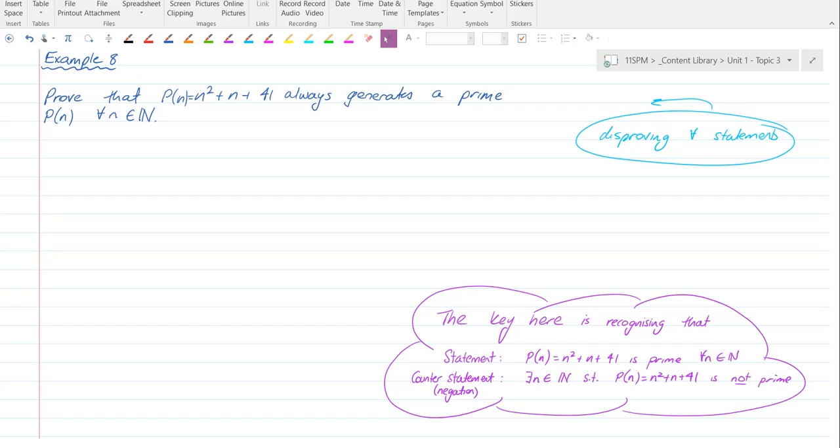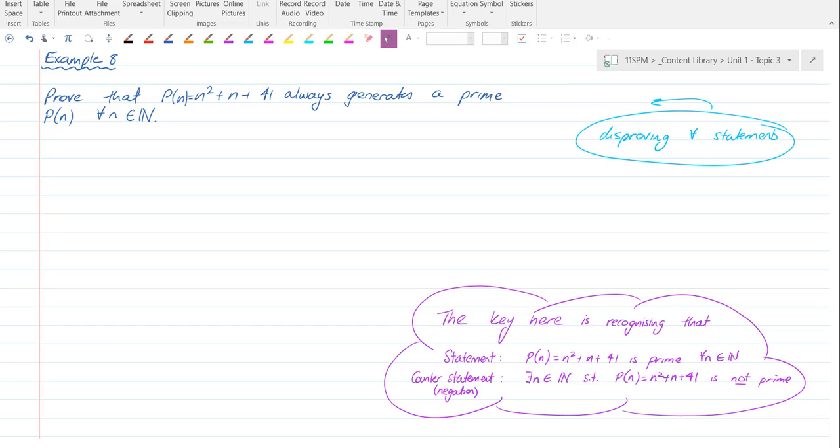In fact, this is our disproving for all statement. This is a for all statement, and therefore all we have to do is show that there is one n which doesn't give us a prime. Can anybody tell me what a value of n which doesn't give us a prime for this function is? 1. 1 squared plus 1 plus 41 is 43, which is prime. And don't say 2. I'm not going to sit here and go through them until we find one. There's an obvious one. It's not that obvious, but it's obvious-ish.